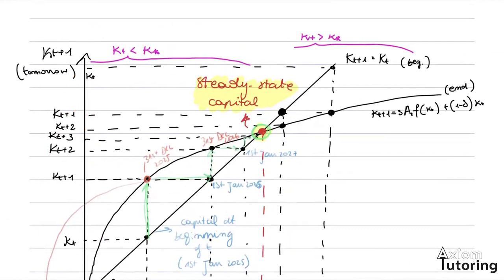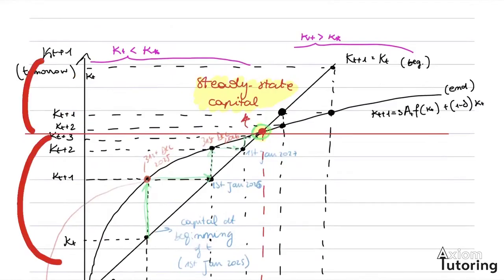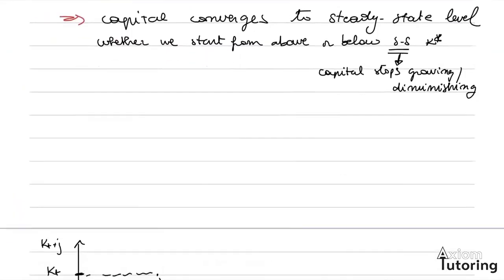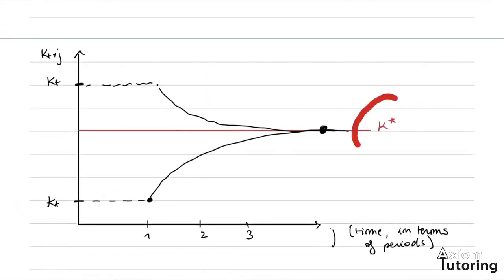So to sum up, again, it doesn't really matter whether you start from below or from above the steady state capital level. Eventually, thanks to the Solow growth model assumptions, we are always going to converge to the steady state capital level. And to see how such conclusion is going to be useful, we are going to now move on to actually unpacking the final conclusions of the Solow growth model.